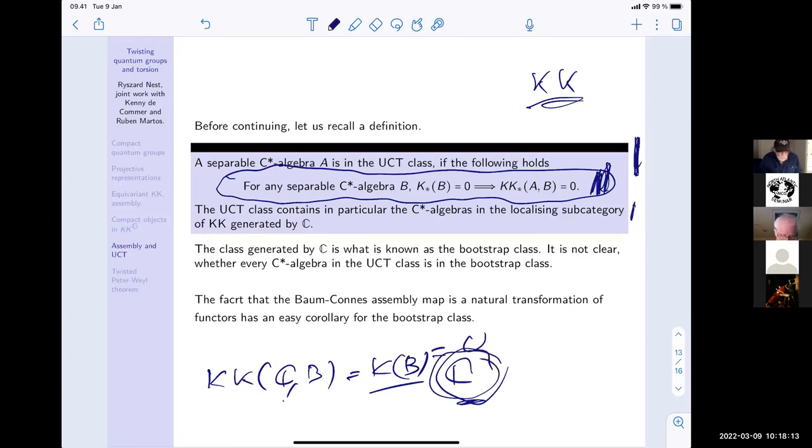There might be more elements in the UCT class than just these bootstrap ones, but nobody knows whether it's the same or not.